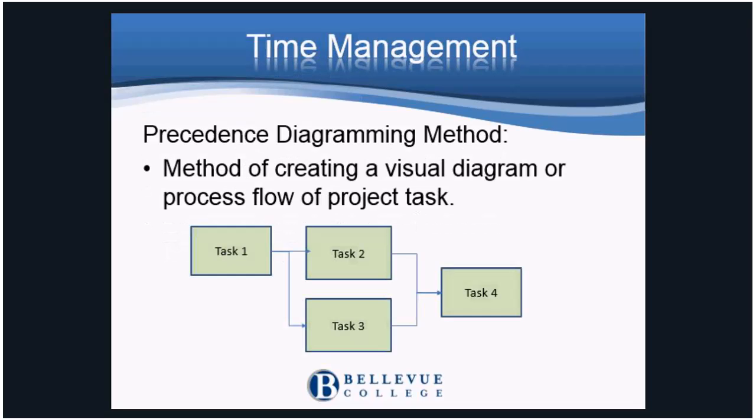The precedence diagramming method is a visual diagram of the process flow of tasks. The activities are arranged in a flow of the order of occurrence. It is customary to create a process flow from left to right with arrows connecting the tasks. The order would either be in series, with one activity occurring after the other, or in parallel, where two or more activities would happen at the same time.